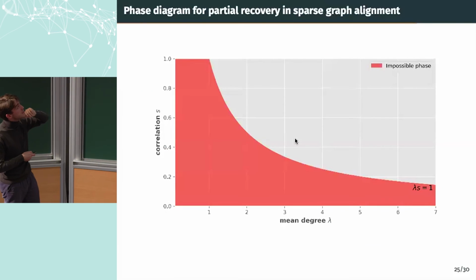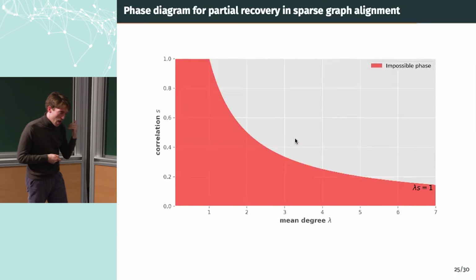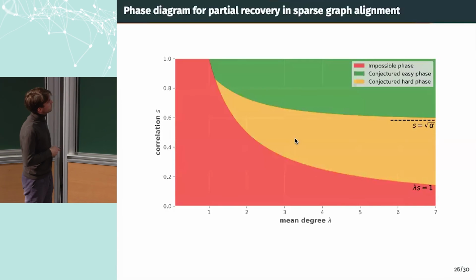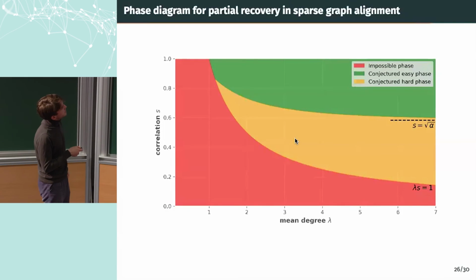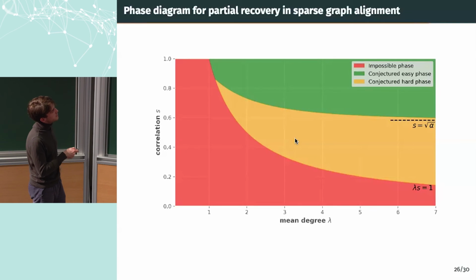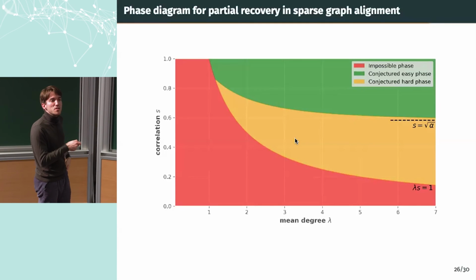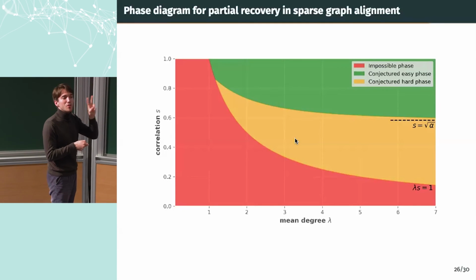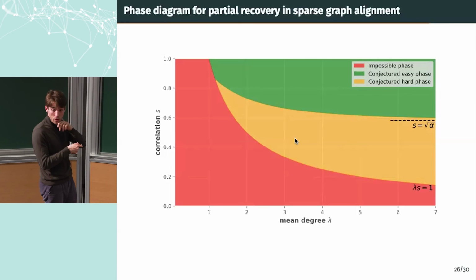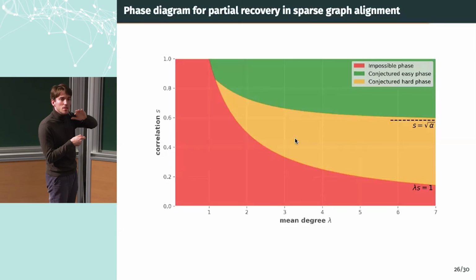So we were left with this phase diagram that we can now complete, and showing that there is, in this theoretical feasible phase, a phase above S equals square root of alpha, asymptotically, where there is an easy algorithm. By easy, I mean polynomial time. There is an algorithm that works in polynomial time. So we call this phase the easy phase.